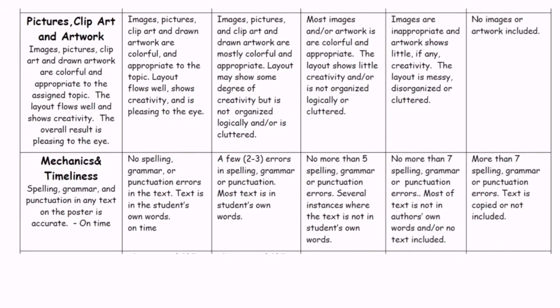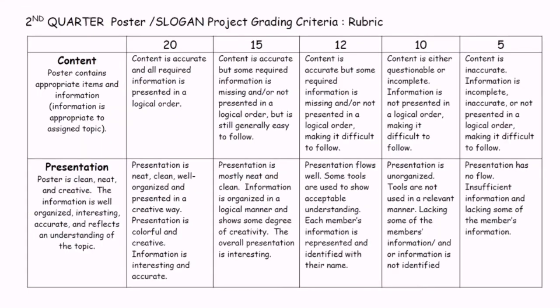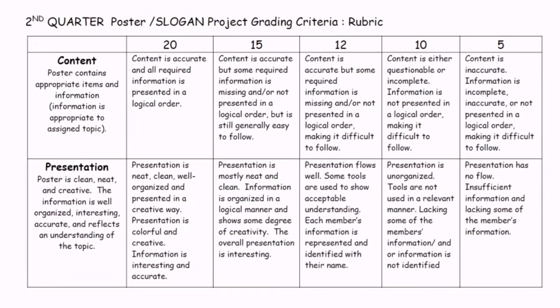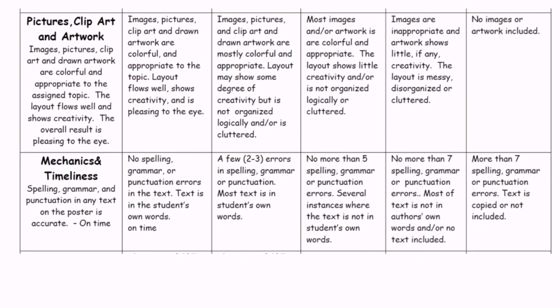For 15 points, a few, 2 to 3 errors in spelling, grammar, or punctuation. Most text is the student's own words. For 12 points, no more than 5 spelling, grammar, or punctuation errors. Several instances where the text is not the students' own words. For 10 points, no more than 7 spelling, grammar, or punctuation errors. And for 5 points, more than 7 spelling, grammar, or punctuation errors.